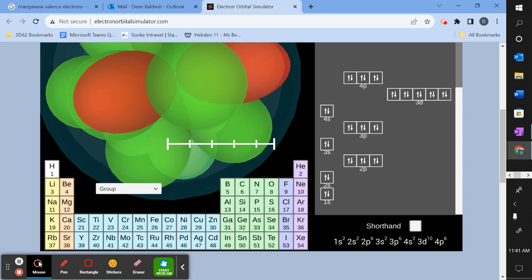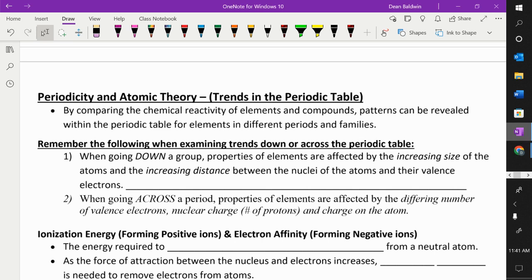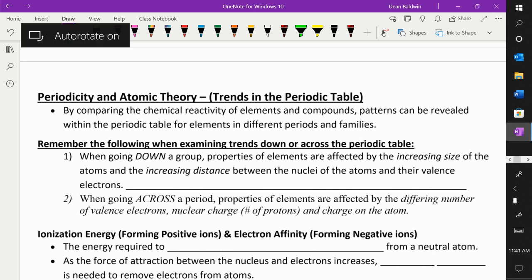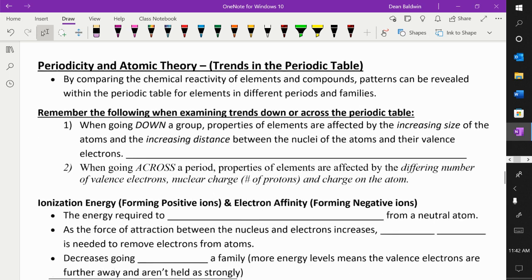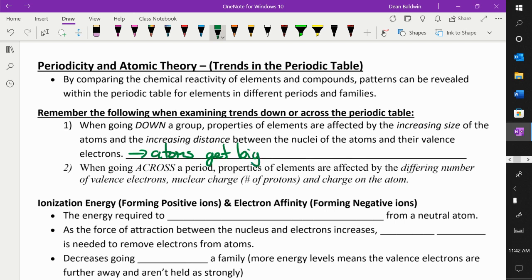So, let's go back here. We got like 10 minutes left. We'll just fill this out and then we'll talk a little bit more about it tomorrow. When going down a group, the properties of the element are affected by the increasing size of the atoms and increasing distance between the nuclei of the atoms and their valence electrons, i.e., atoms get large going down. I'll say big because you're adding orbitals.